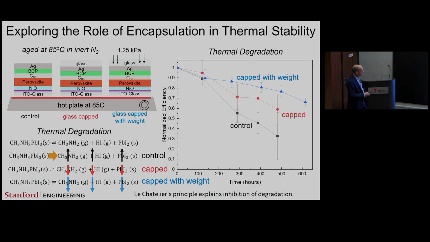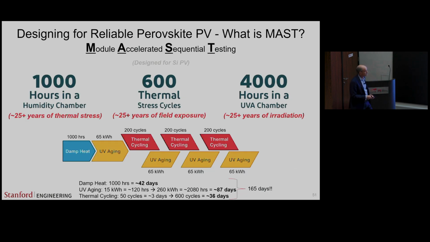And if you look at the degradation products that are formed, and this is just some of them, you would see that if you constrain the formation of these products, which are basically voluminous products compared to the original materials, then Le Chatelier's principle tells you you will decrease those reaction rates. And that's exactly what we see.